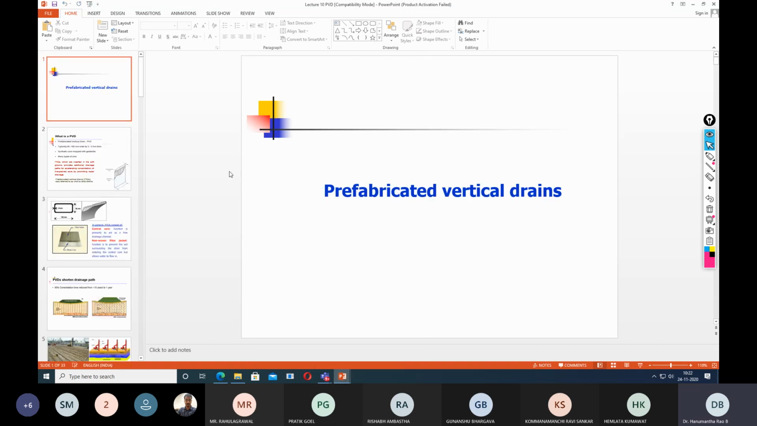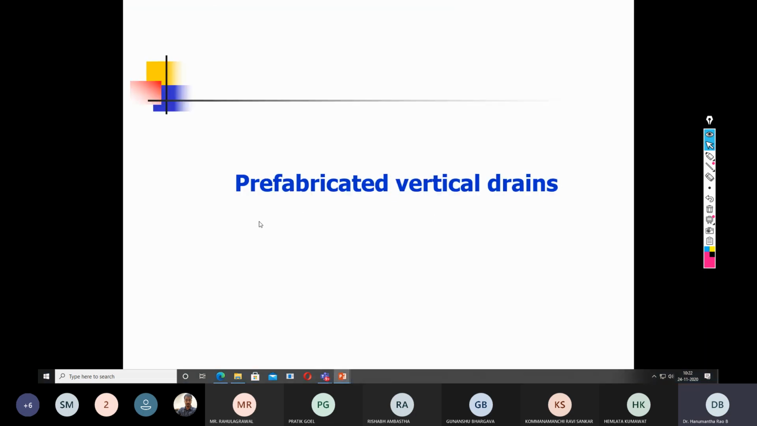Okay, let me discuss another technology, which is most widely used, and which you are supposed to know about more importantly. I will talk about how this technology is different from the sand drains, because the design philosophies remain the same between the sand drains and the prefabricated vertical drains. Both are the same. There is no difference in the design philosophy. But in terms of geometry and material, there is a huge change between the sand drain and the prefabricated vertical drains.